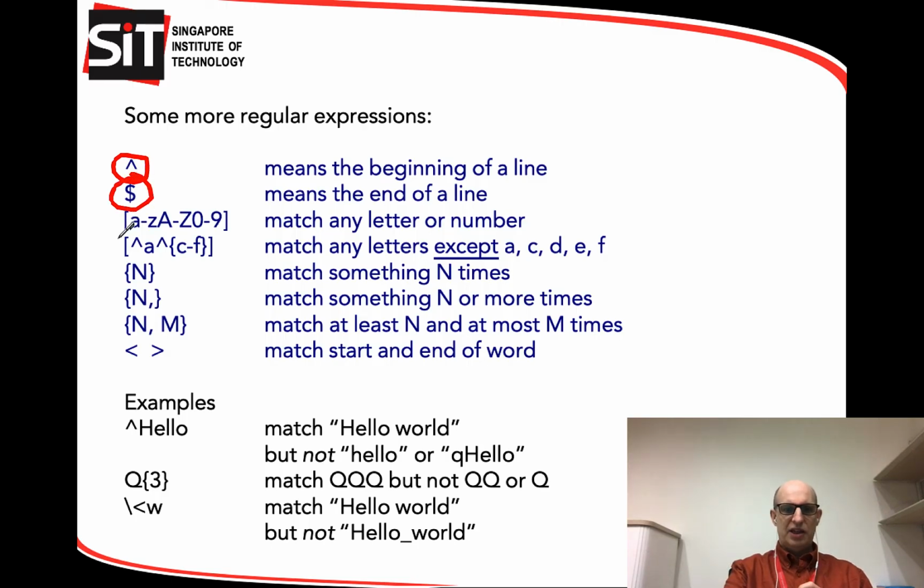As I said, square brackets can search for a range of things, and inside the square brackets you can search for something except something else. So this searches for any letters except for A, C, D, E and F. The curly brackets search for something a number of times, or a number of times and more, or between a number of times, so I can search for something between 2 and 10 times. And I can search for things at the beginning of a word or an end of a word. A word is something that begins or ends with a space or a punctuation character.